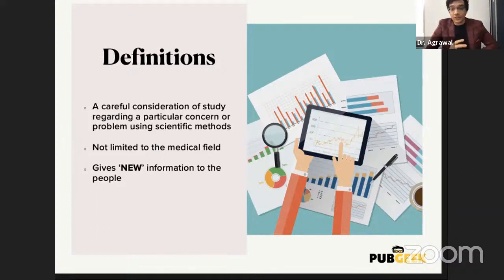So research essentially means getting information out from data, right? You are essentially giving new information to someone. It may even be yourself, from the basics, right?